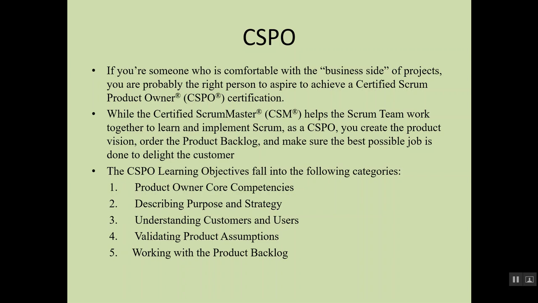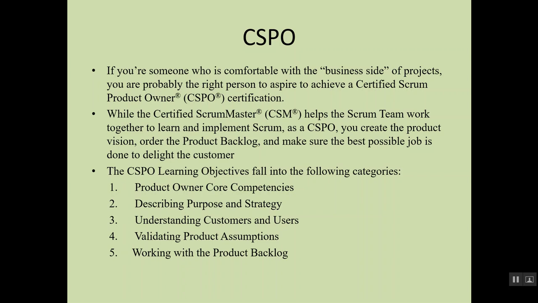So CSPO, Certified Scrum Product Owner. If somebody is more comfortable with the business side of the project, then CSPO is the correct certification for those people. While the Certified Scrum Master helps the Scrum team to work together and learn and implement Scrum, as a CSPO, you create the product vision and make sure the job is done to delight the customer, making sure the backlog is always complete and all those things.